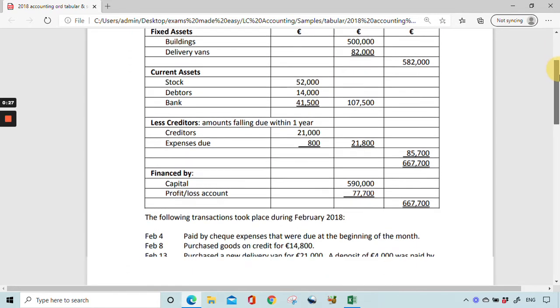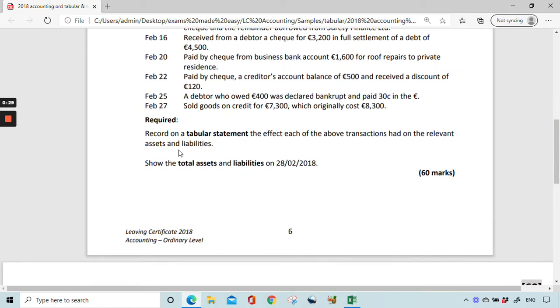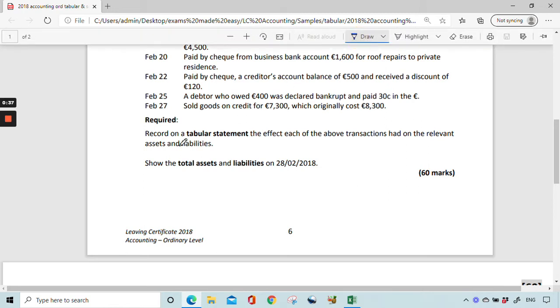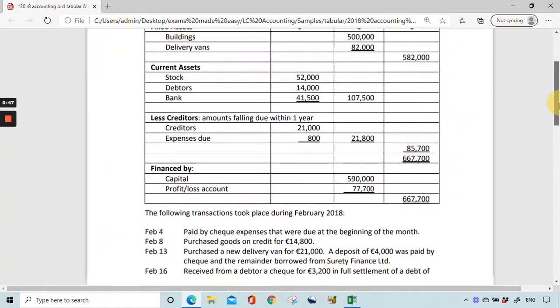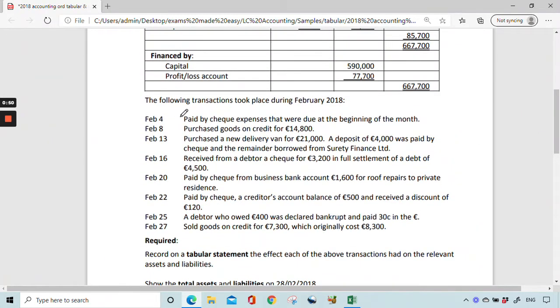First of all, I'm going to go down to the bottom of the question. What are we asked to do? Record in a tabular statement the effect of each of the above transactions on the relevant assets and liabilities. Show the total assets and the liabilities on the 28th of the 2nd 2018. So we're given a balance sheet, then a load of different transactions, and we are to put these transactions into what's called a tabular statement.